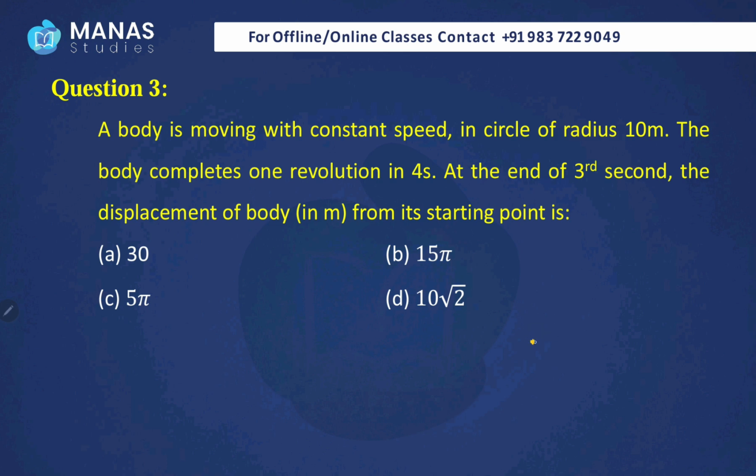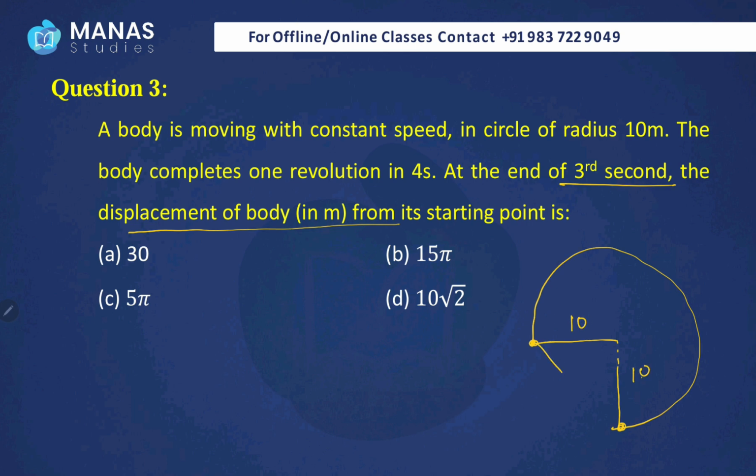So it is starting from here and it is coming to this position. Why this position? Because the total time taken is 4 seconds. Then at the end of the third second, the displacement of the body from the starting point: this is the starting point and this is the final point. And what is the distance? The radius given is 10 and this is 10. And this displacement will be 10 root 2 from the Pythagoras theorem. So this will be the answer.